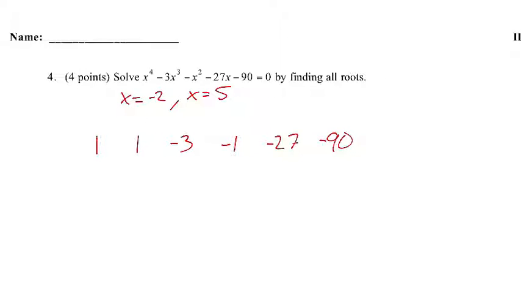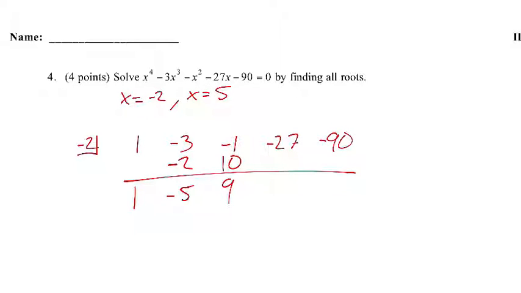Now it doesn't matter which one of our roots we use to start. I'm going to use -2. You could use 5. It'll just give you a slightly different order. So when we're factoring on x equals -2, drop that 1, multiply by -2, we get -2. Add those together, we get -5. Multiply that by -2, we get +10. Add those together, we get 9. Multiply 9 times -2, we get -18. Add those together, we get -45. Multiply that by -2, we get +90. Add -90 and 90 together, we get 0.